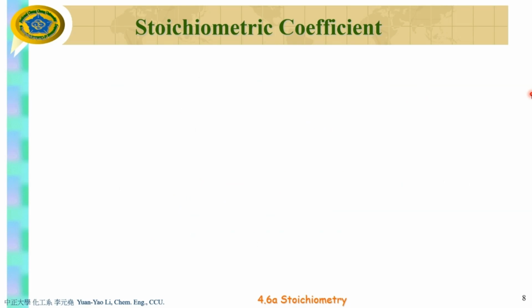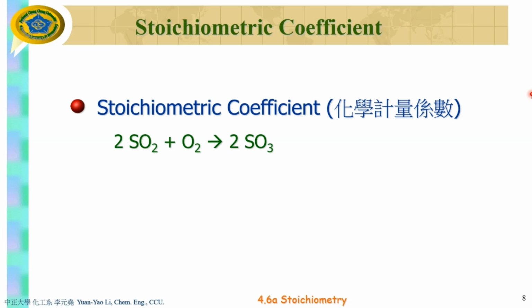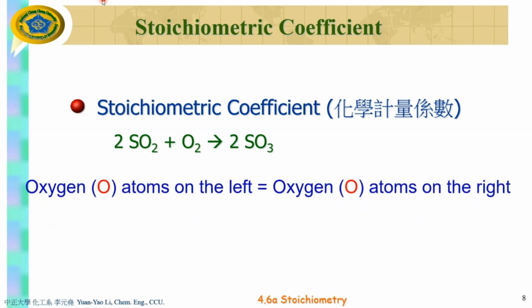Okay, so the second term we want to introduce is the stoichiometric coefficient. What is a stoichiometric coefficient? For example, as I just showed you in the previous slide, 2 moles of SO2 plus 1 mole of the oxygen molecule become 2 moles of SO3. So what is the stoichiometric coefficient? We understand that in order to have a complete description of this equation, the oxygen on the right-hand side should be equal to the oxygen on the left-hand side, and the sulfur on the left needs to be equal to the sulfur on the right.